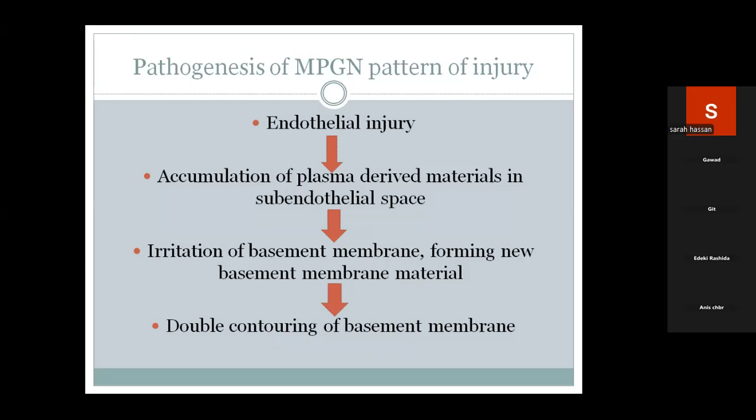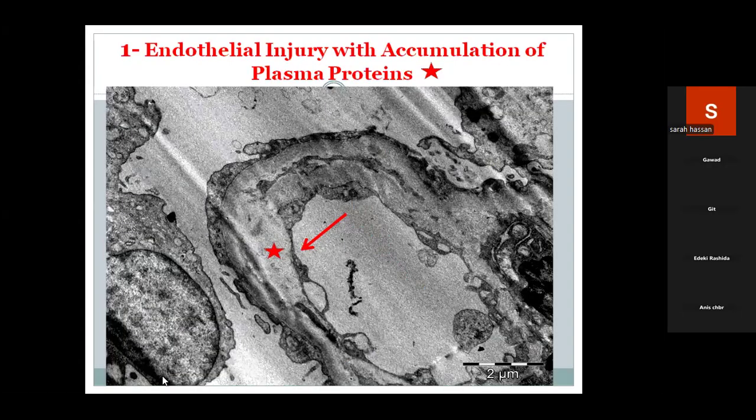So an injured endothelium. And if we go back to the first lecture, we will revise that injured endothelium means that the endothelium loses its fenestration and becomes a continuous layer of cytoplasm, and the connection is bad. Can you hear me?